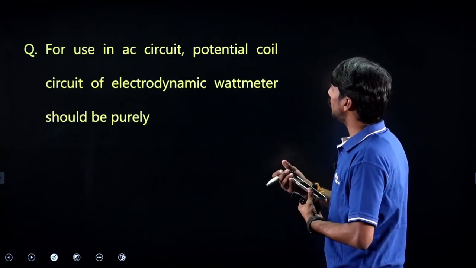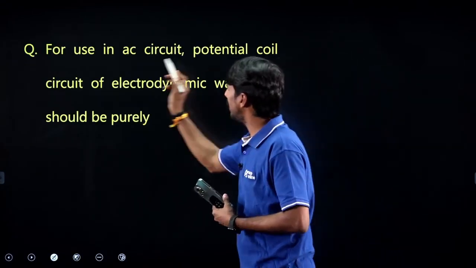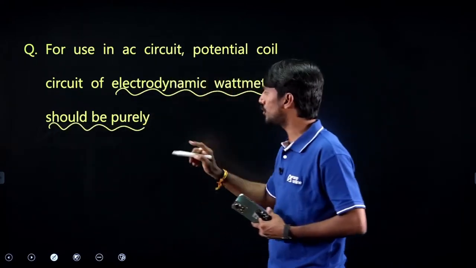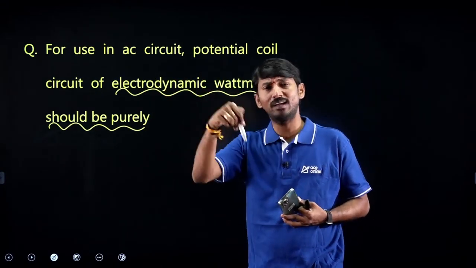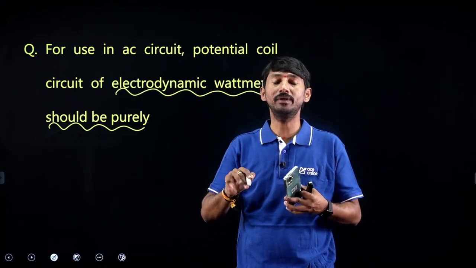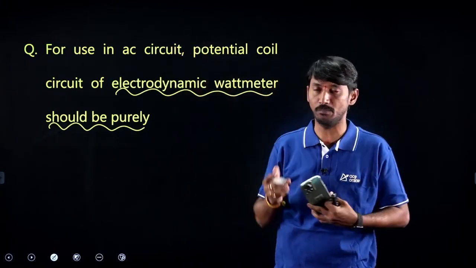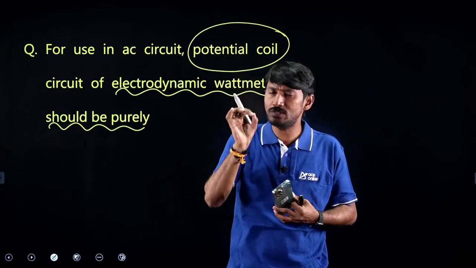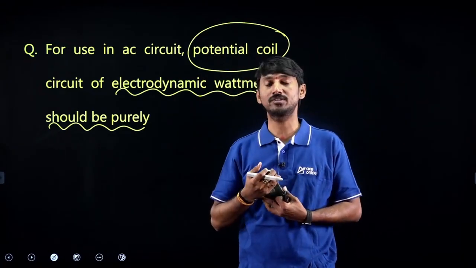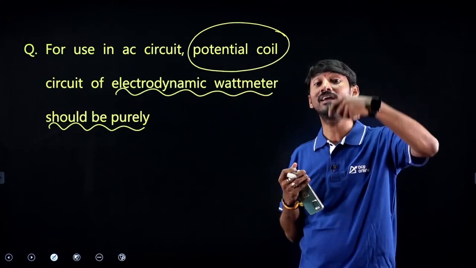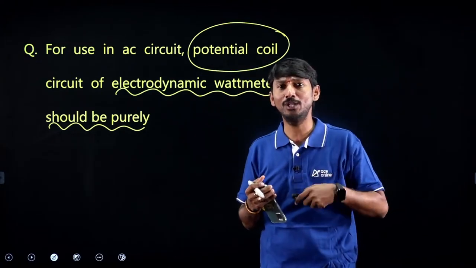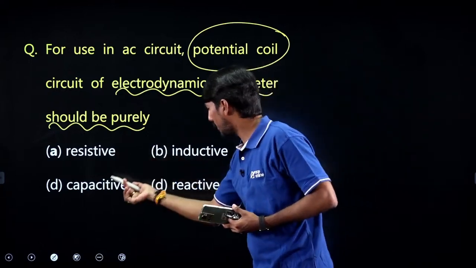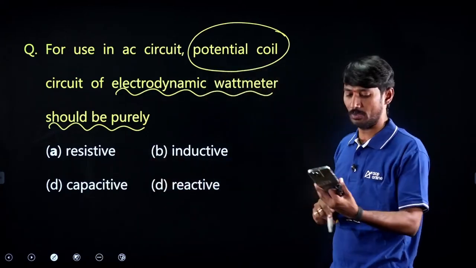Next, for use in an AC circuit, the potential coil circuit of an electrodynamometer wattmeter should be, actually to confuse you, purely is given. Practically, can we take purely? No. Purely means as high as possible. Which coil? Potential coil. What should be its resistance? Very, very high resistance, ideally purely resistive. Options: resistive, inductive, capacitive, reactive. What is the suitable answer?